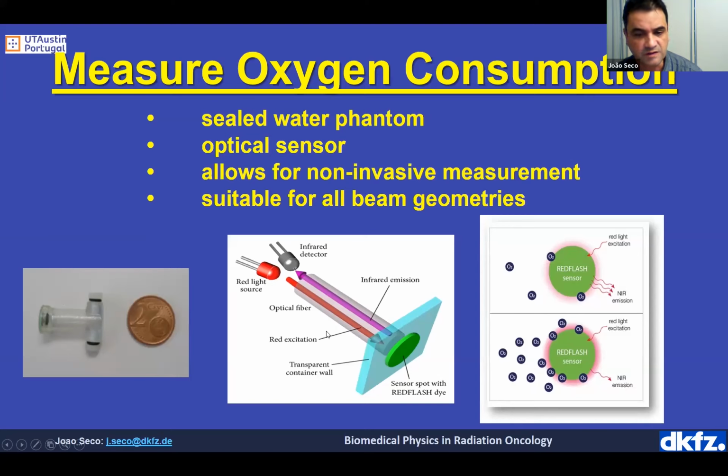And the way it works is it's read out with an infrared detector. So you have to excite with a red light, and then you read out with an infrared detector the amount of oxygen. And the amount of oxygen basically tells you how much the sensor is working. So the more oxygen you have, the less near infrared emission you get. So it is proportional effectively to the amount of oxygen that's present in the medium.